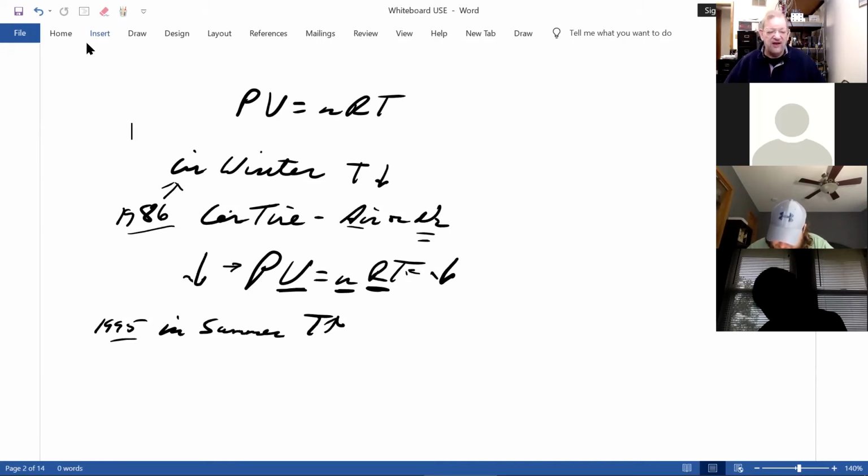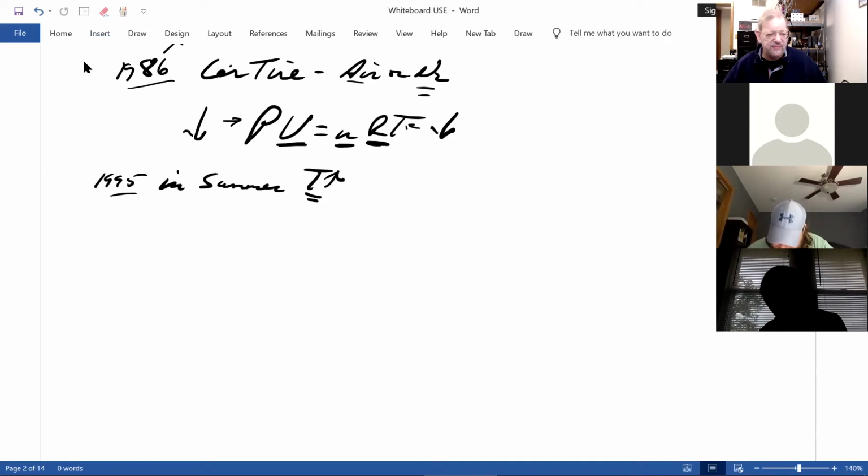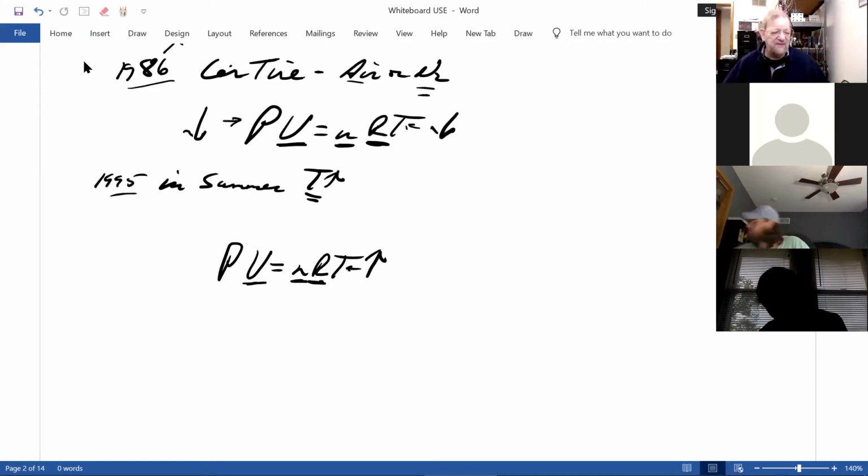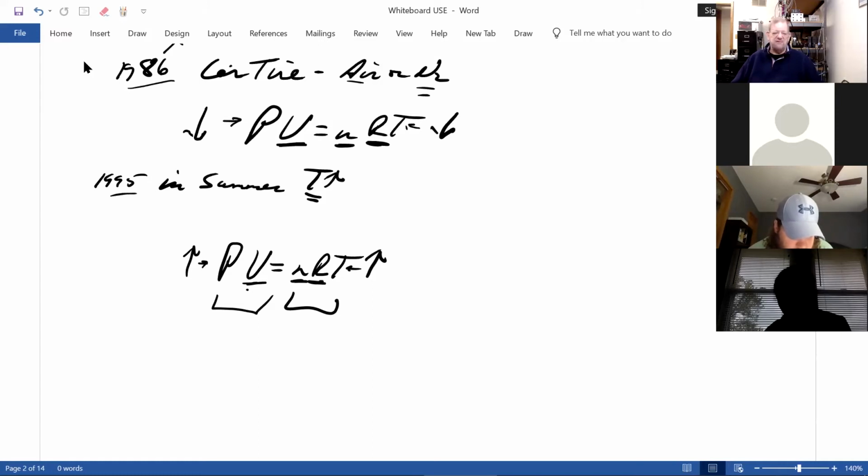Well, in the summer, if your temperature goes up in your tires, PV equals nRT, because there's gas in your tires. If you don't have a flat, first of all, R never changes, n never changes, V never changes. Well, if the temperature goes up and PV equals nRT, this whole side has to equal this whole side. And if V doesn't change, therefore your pressure goes up. And what happens if your tires are already full? You get a blowout, just like blowing up a balloon too much.